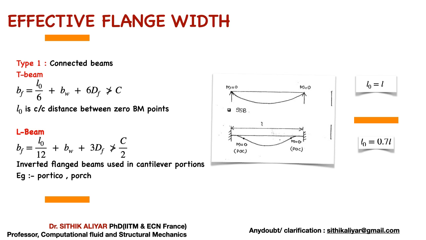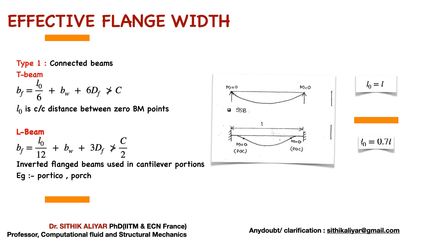If it is a fixed beam, obviously zero bending moment will not be at the support, because there will be a negative bending moment at the fixed end. I hope you know what a fixed beam is. I hope you know the bending moment diagram for a fixed beam. At the fixed end there will be a bending moment. It is not zero there, and it will be a negative moment.